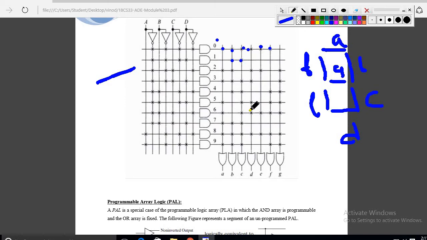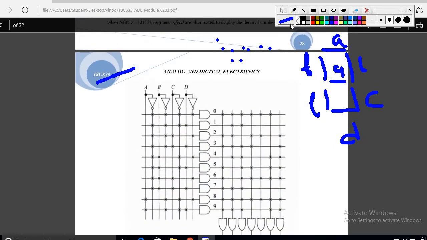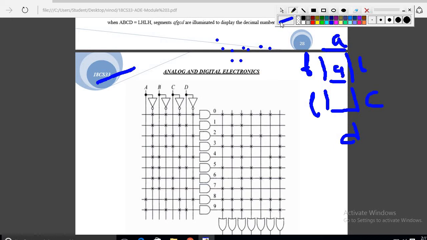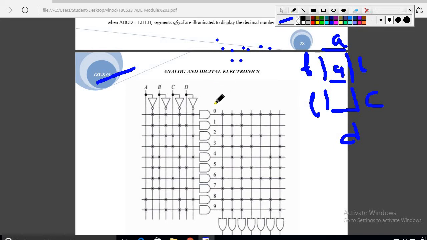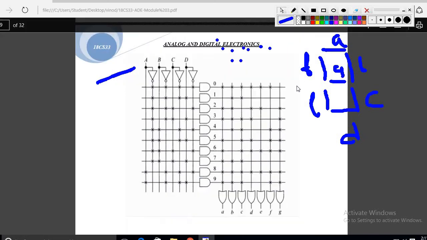This is how to construct a PLA structure. Is it clear? So this is what exactly your PLA structure is. Why am I adding AND gate and OR gate here? Because the expressions are not mentioned; even if you write an AND gate, it is correct. And why am I writing 9? Because in the problem it is 10 decimal digits, so for that reason I have written 0 to 9.